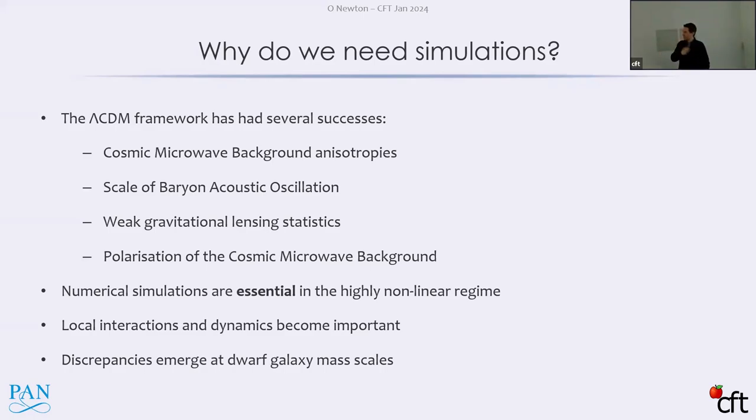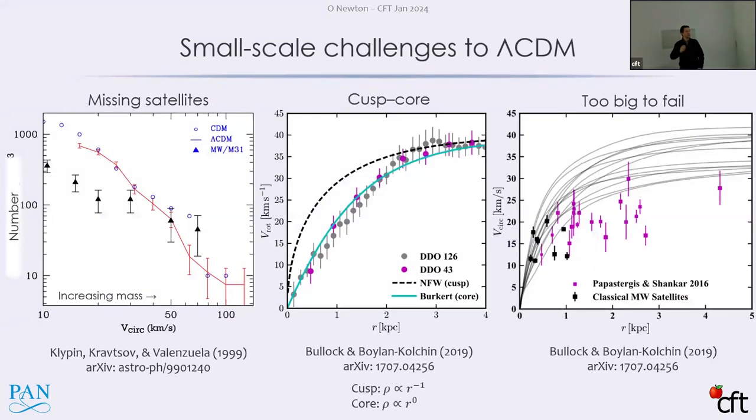If you want to start looking at things in that kind of regime, where the density fluctuations on different scales start to couple together, and the local interactions and dynamics become important, that's where simulations really play an important role. In particular, we see discrepancies emerging on dwarf galaxy size and mass scales, which are about 10 to the 9 solar masses. So these are on the scales of small galaxies that are orbiting around our own galaxy, the Milky Way, and Andromeda, and others. So I'll present just a few here.